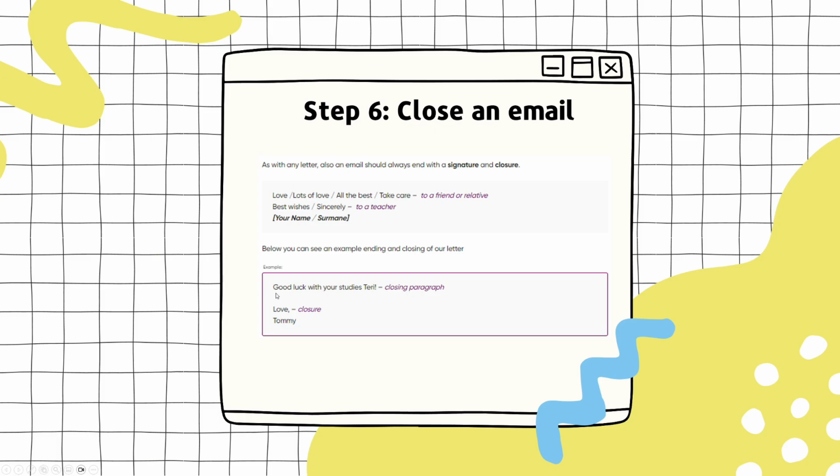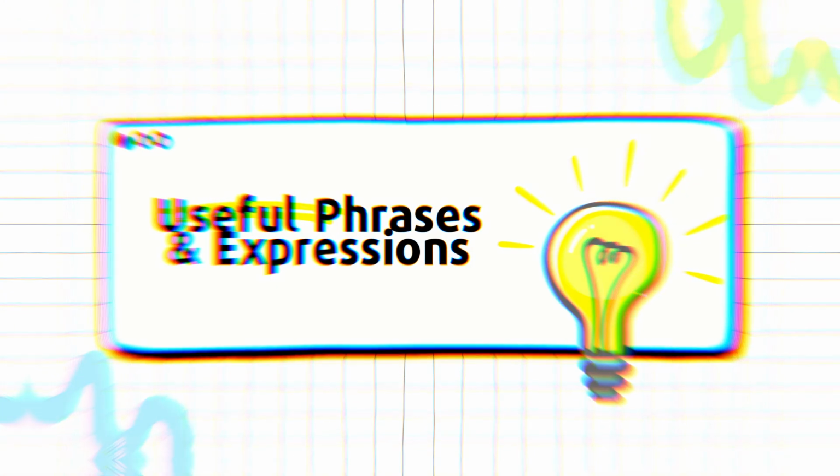This is the closing paragraph for Terry, because she is studying your language. Good luck with your studies, Terry. Hope to see you soon, for example. Love, this is the closure like this one. Then you put your name, Tommy. Or if you're not Tommy, you put Ali. So write your name and then signature. Usually emails don't have signatures, then you can just put Tommy. And that is how to close an email.